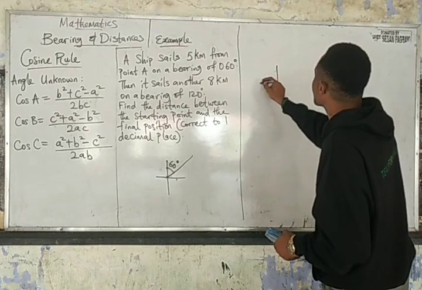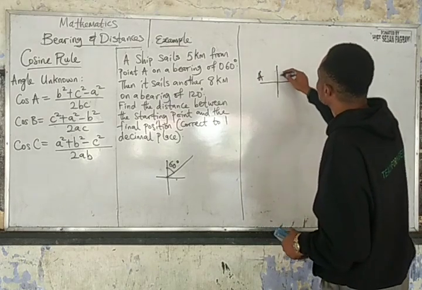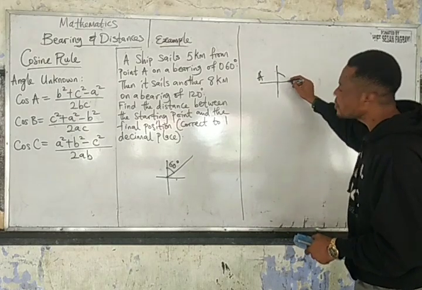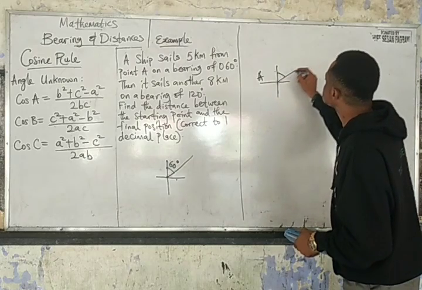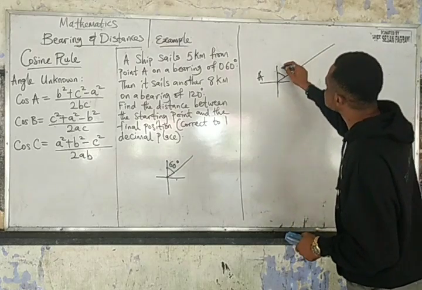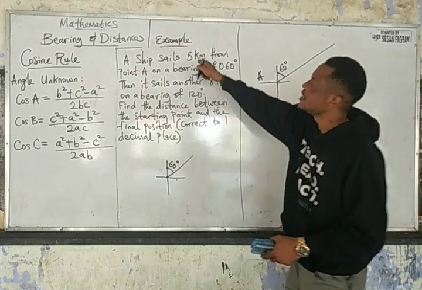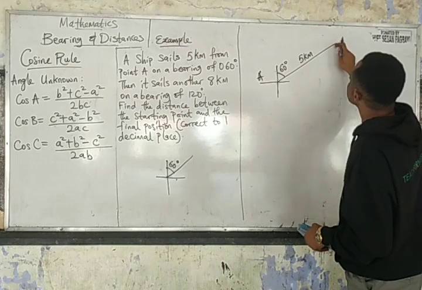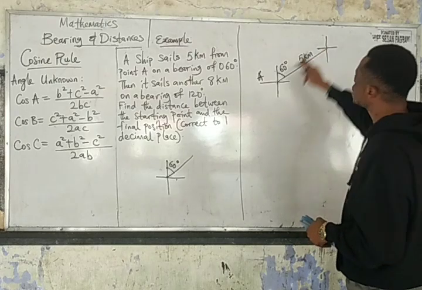So we can say we have our point A here, and it sailed on the bearing of 60, because coming down here will result to 90. So it went to this direction, and this is 60 degrees. And the distance is given to be 5 kilometers. So when we have the 5 kilometers here, this is the new position of the ship.